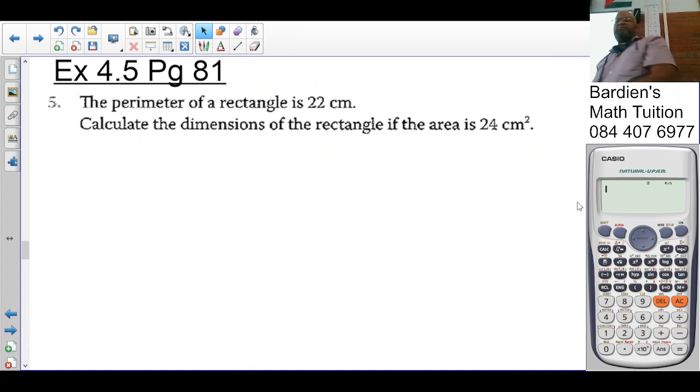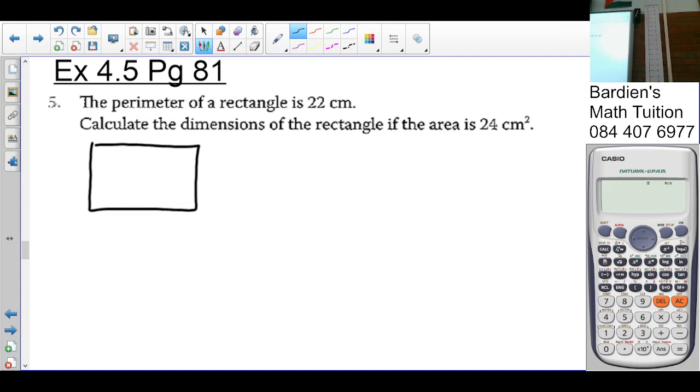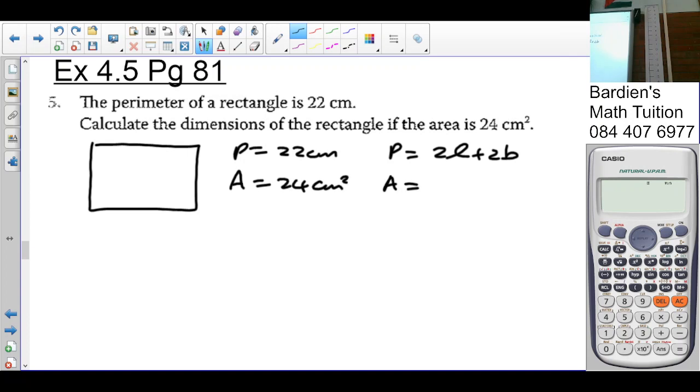Number 5, we are told the perimeter of it. You will notice whenever I do this question, my approach is always, I draw it first, to make sense of what's happening. The perimeter of a rectangle is 22 centimeters. How do you work out perimeter? Perimeter is 2 length plus 2 breadth. Calculate the dimensions of the rectangle if the area is 24 centimeters squared. How do you work out area? Length times breadth.